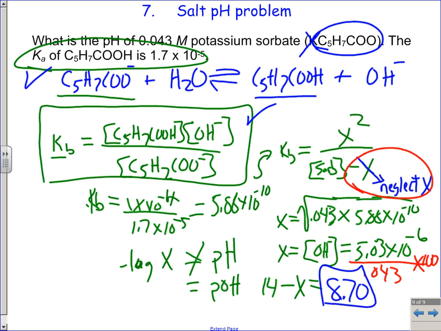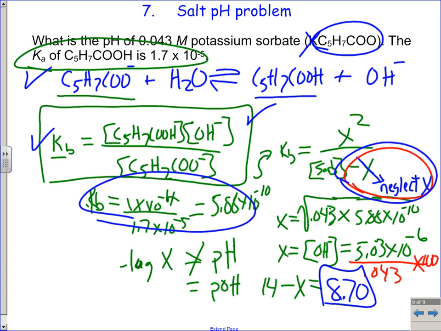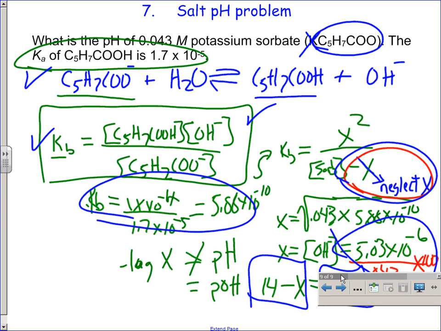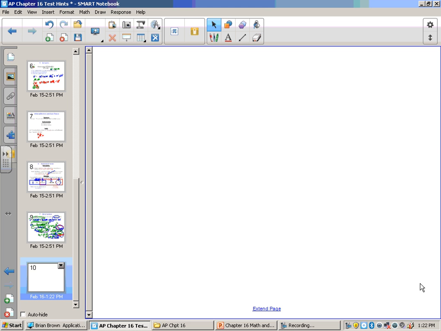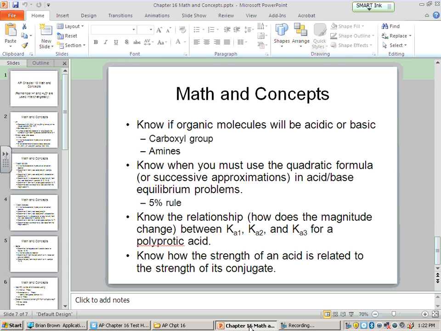Check. Caught that. Did they give me the right K value? No. Check. I caught and fixed that in the problem right here. Next, neglect x. Did that. Next, was that valid? Yes, it was. When I did that math, it was less than 5%. And then finally, I caught that I had to subtract my negative log from 14 because it was a base reaction, not an acid reaction. And those are some of the common misconceptions related to these ideas to be careful of to make sure you don't fall for some of those problems.